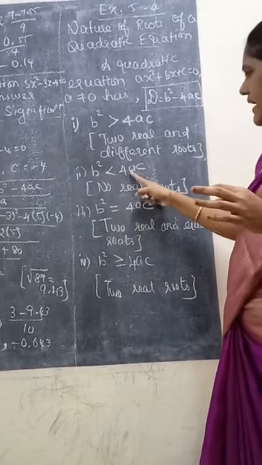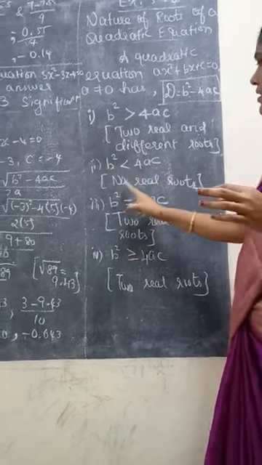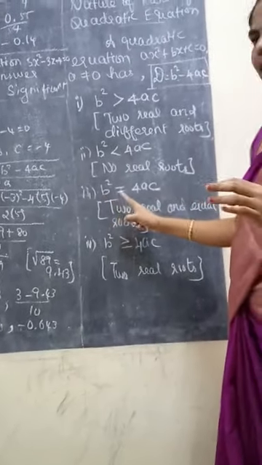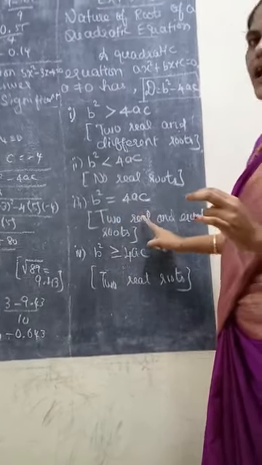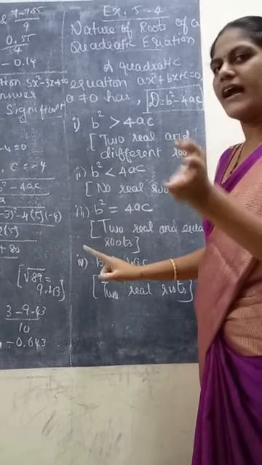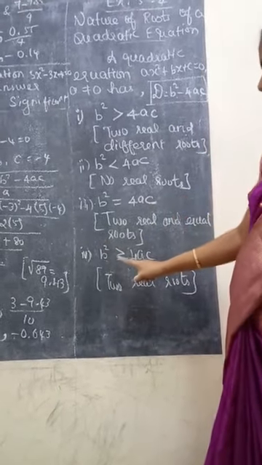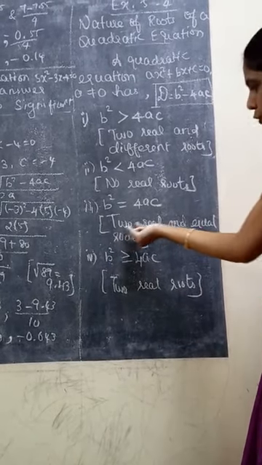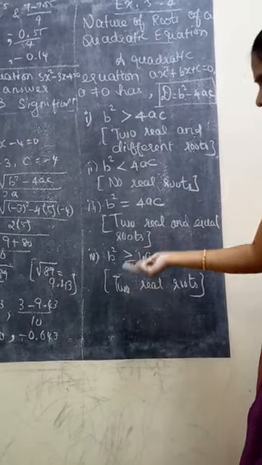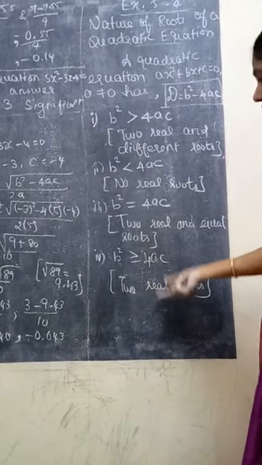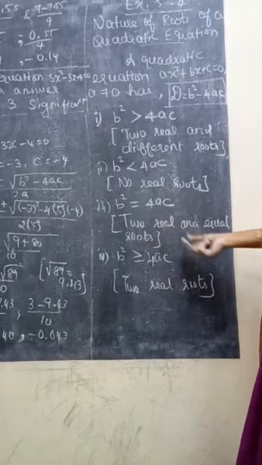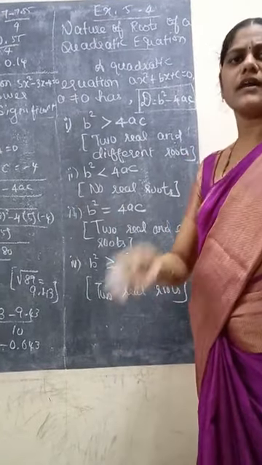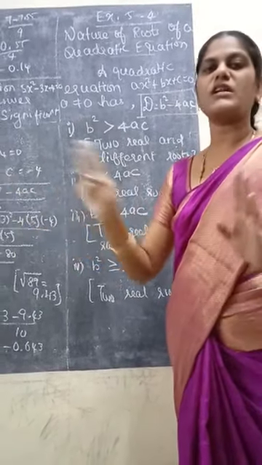Next, b squared less than 4ac: no real roots. We don't have any real roots. Next, b squared equal to 4ac: 2 real and equal roots. Both x equal to 5, again x equal to 5. Next, b squared greater than or equal to 4ac: 2 real roots. Listen here, 2 real and equal roots, here 2 real roots. What's the difference between these? 2 real and equal roots: x equal to 5, again x equal to 5. 2 real roots: x equal to 4 and x equal to another value, both positive numbers.